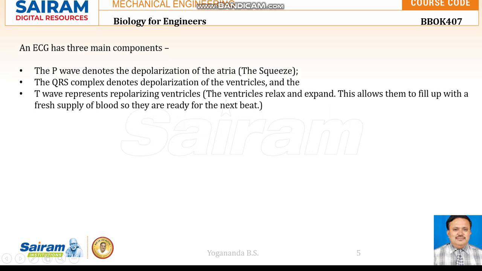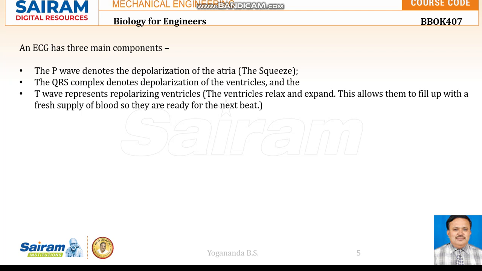Then an ECG has three main components: the P wave, the QRS complex and the T wave. The P wave denotes the depolarization of the atria, that is the squeezing. The QRS complex denotes the depolarization of the ventricles. So P denotes the squeezing of the atria, QRS denotes the squeezing of the ventricles, and the T wave represents repolarizing ventricles. That is, the ventricles get relaxed and expand.